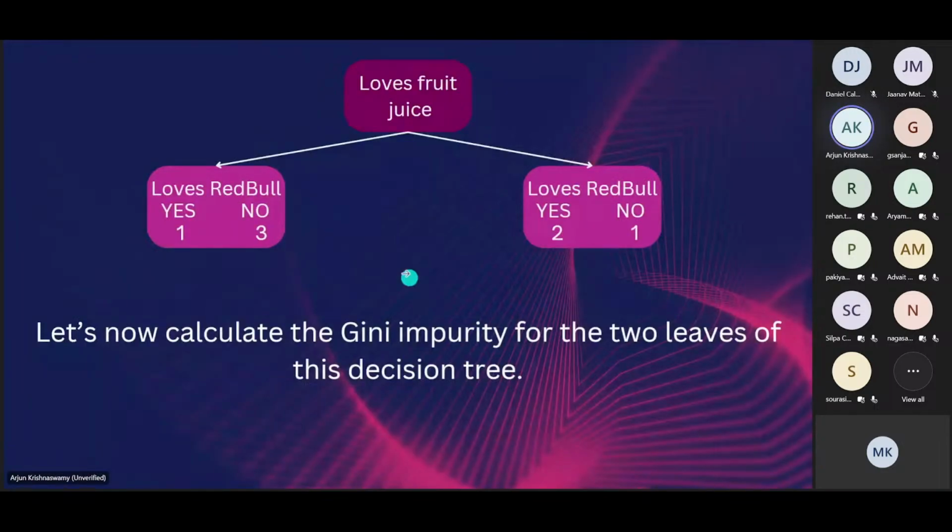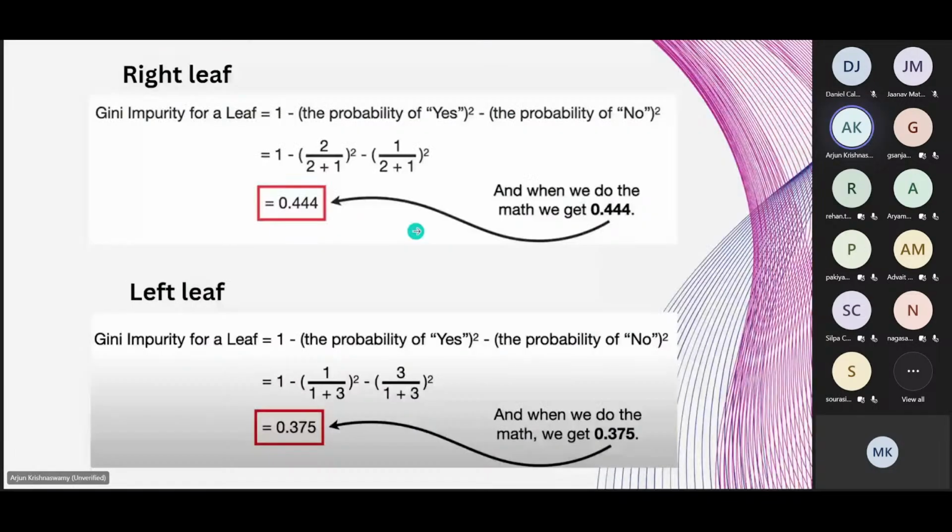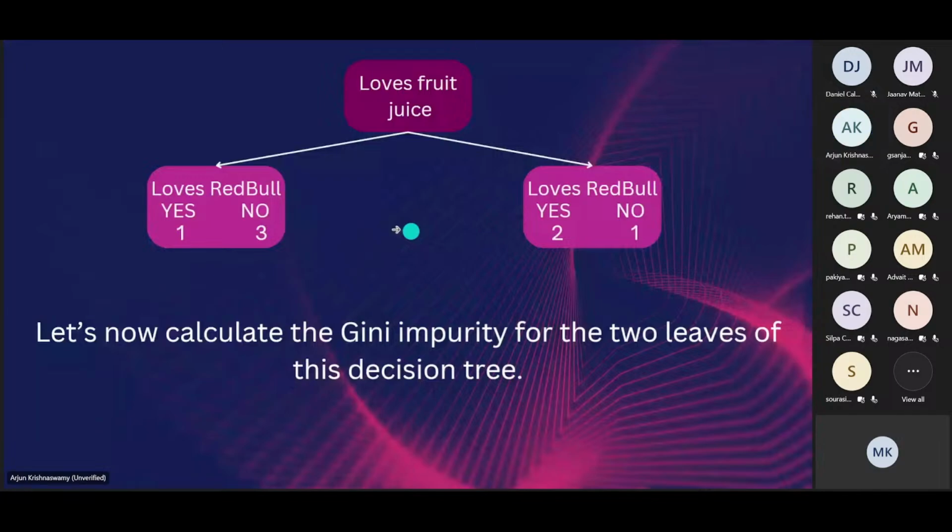So we had the confusion between loves fruit juice or loves soda, which one should be at the top of the tree. If you use loves fruit juice as our feature and split on it, we get these two nodes. If we calculate the Gini impurity, for this node it is 1 minus (1 by 1 plus 3) whole square minus (3 by 1 plus 3) whole square. And for the other node, it's 1 minus (2 by 1 plus 2) whole square minus (1 by 1 plus 2) whole square.